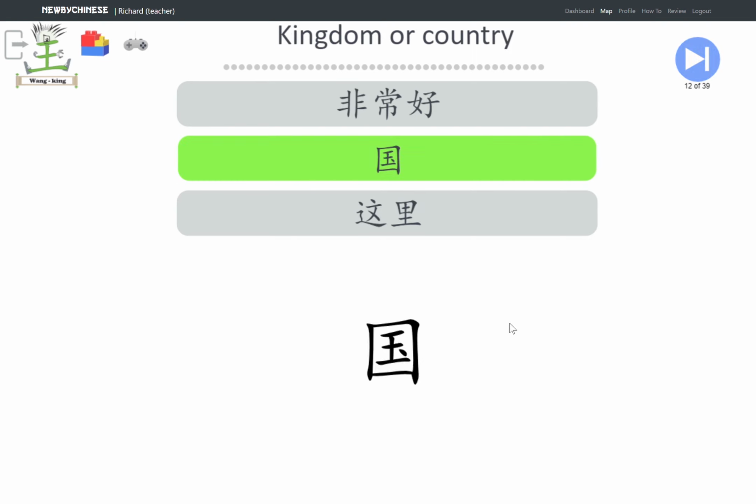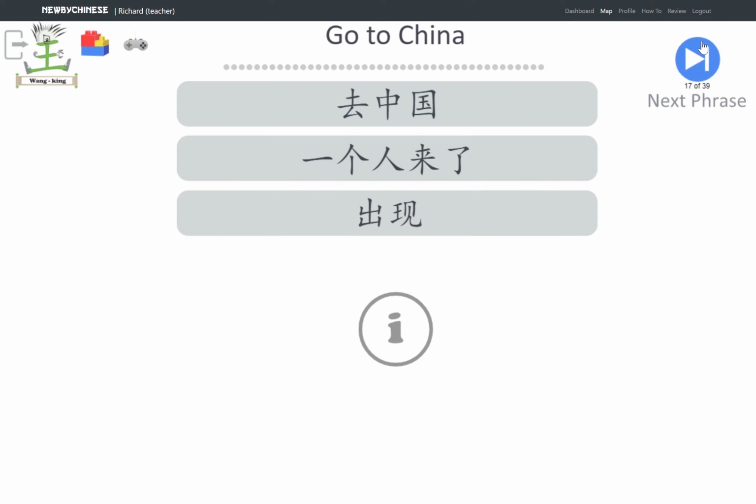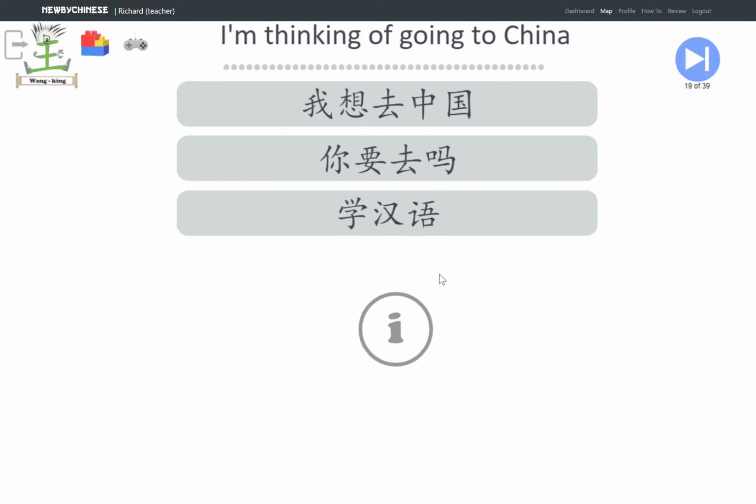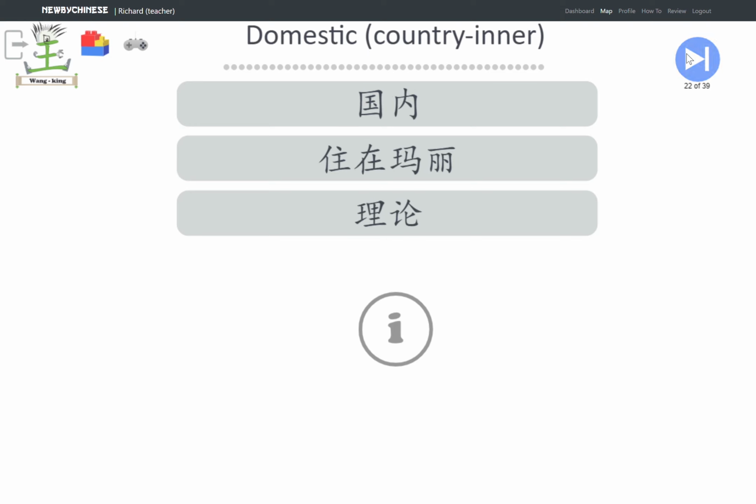Kingdom or country? Okay, yeah, okay, China, okay, America, France, England, boom, great, go to China, choose what? Excellent, go to America, I'm thinking of going to China. Now, they won't have any issues recognizing these, and they'll have built up a sense of context. Kingdom or country? And now my country, they view this as probably a part of a country name, as in China, America, whatever. Okay? International, 国际. Okay, entire country, 全国.